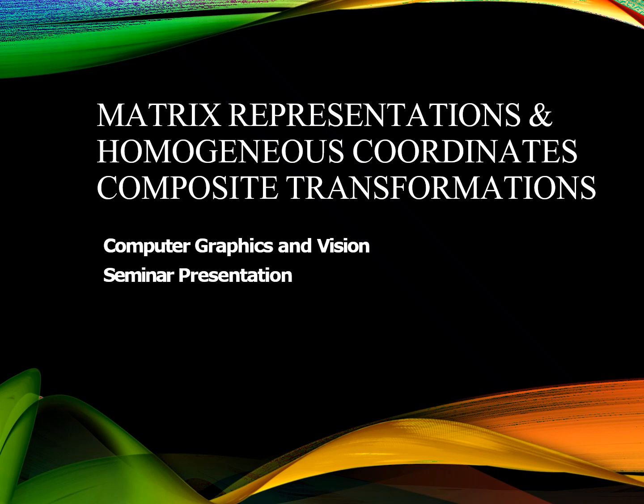Hello everyone. Today I'm going to present the topic matrix representations, homogeneous coordinates, and composite transformations, which is an important concept in computer graphics and computer vision. These concepts explain how computers perform operations such as moving, rotating, scaling, and transforming graphical objects efficiently. Throughout this presentation, we will understand why matrices are used, what homogeneous coordinates are, and how composite transformations improve computational efficiency.